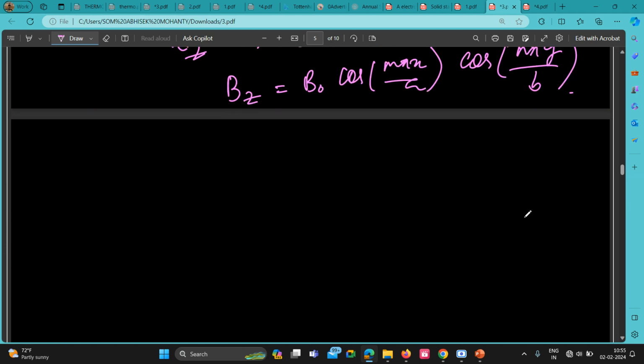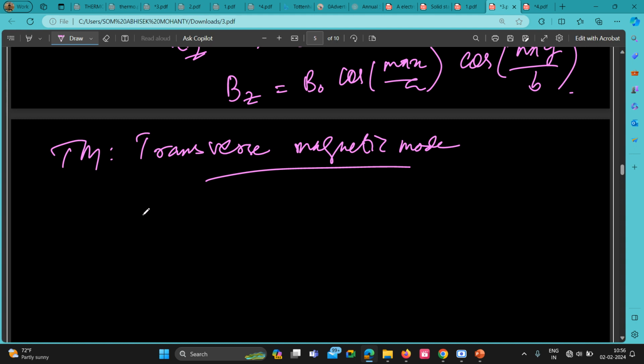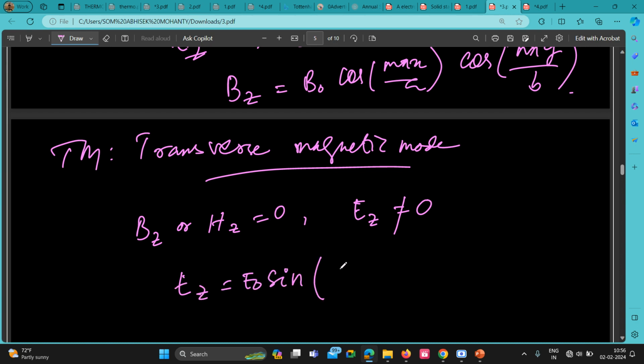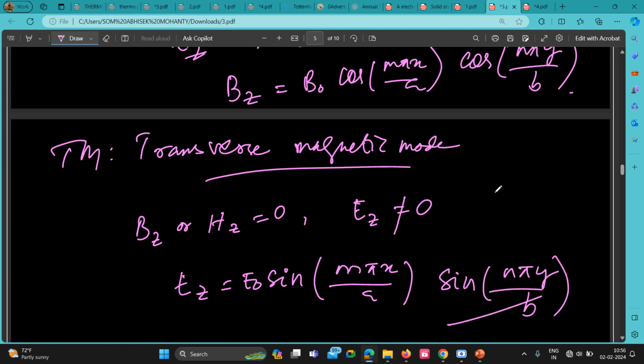Now transverse magnetic mode TM. Magnetic means the magnetic field will be 0. Transverse magnetic mode, that will be what? Here Bz or Hz will be 0, but Ez will not be 0. So Ez will be then how much? E naught sine m pi x by a sine n pi y by b. Here it is sine, here it is cos. Is that alright?